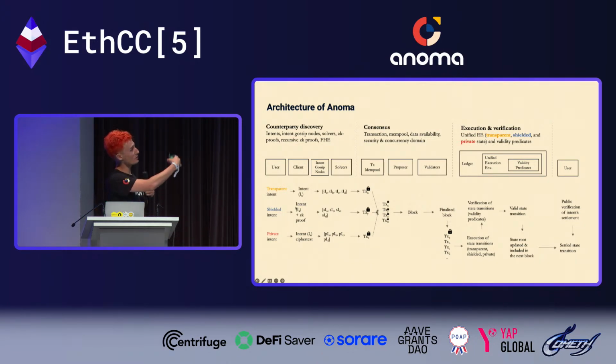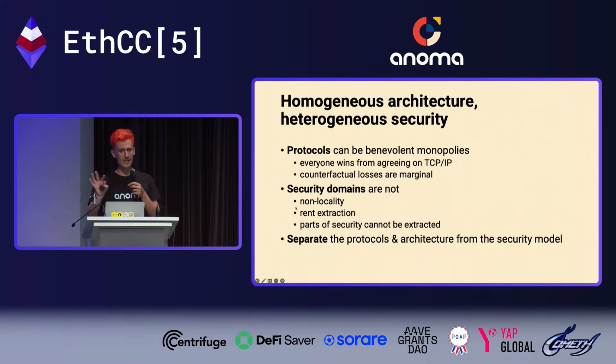Right, now you have the validators, you have a finalized block, you have a bunch of decrypted transactions. Now you go to the execution verification phase. This depends very specifically on what your underlying programmable settlement layer offers. But generally, you will have some sort of unified execution environment where you can treat transparent, shielded, and private state, and have some validity predicates to enforce some invariants that users care about. Right. So that's roughly intents as an idea.